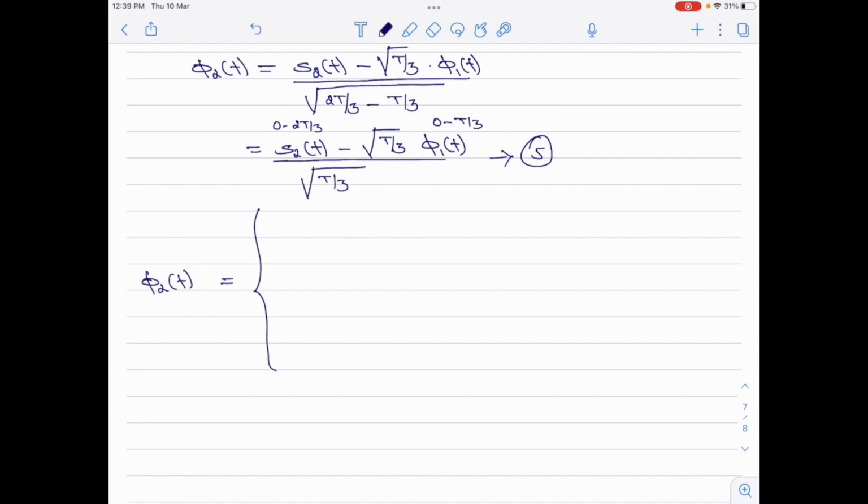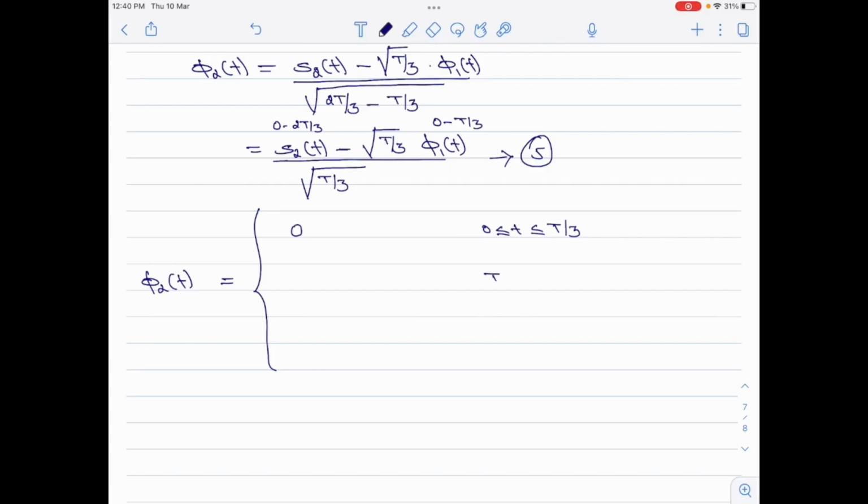I will first consider the interval 0 less than small t less than or equal to capital T by 3. Let us go to the numerator. Between the interval 0 to T by 3, s2 of t is equal to 1 minus square root of T by 3, and between the interval 0 to T by 3, the value of phi 1 of t is square root of 3 by T. So, the second term, which is square root of T by 3 multiplied by square root of 3 by T, will cancel out to create 1. So, the numerator is 1 minus 1, which is equal to 0. So, irrespective of the denominator, now I can write the value of phi 2 of t over the interval 0 to T by 3 as 0.